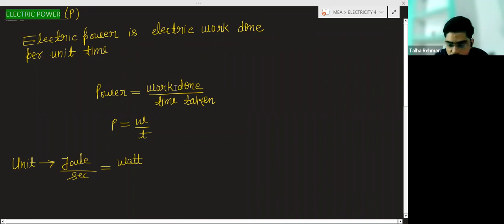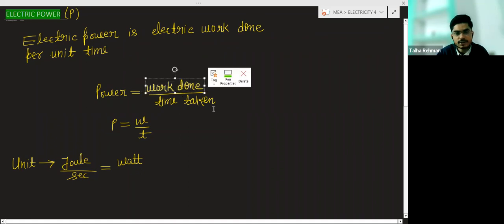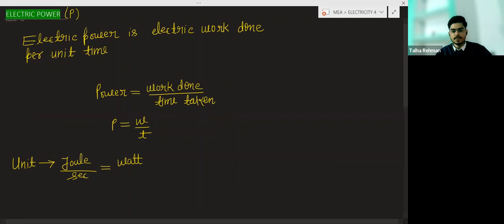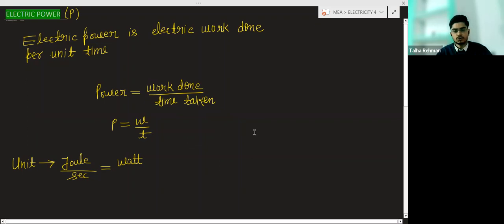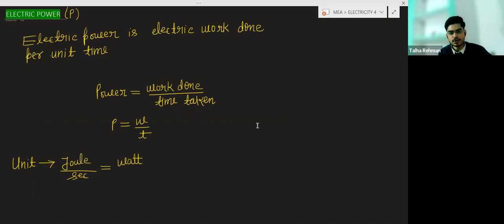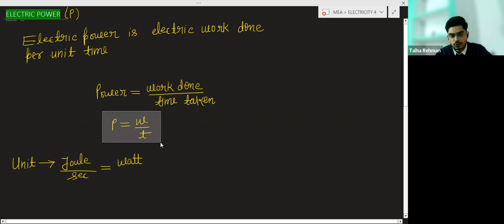What is the meaning of electric work done? Electric work done means you are supplying electrical energy to your laptop, to your mobile phone. Take the example of your laptop. Electrical energy is supplied, and due to that electrical energy work is done. That work done divided by time is power. So power is equal to work done divided by time.